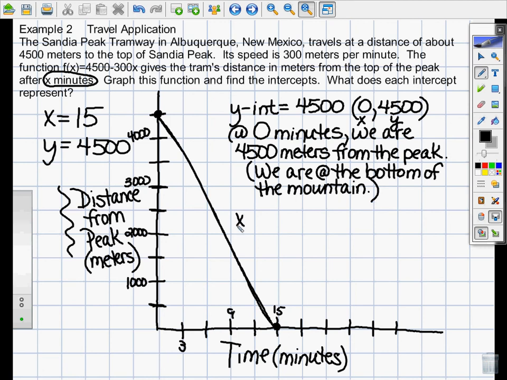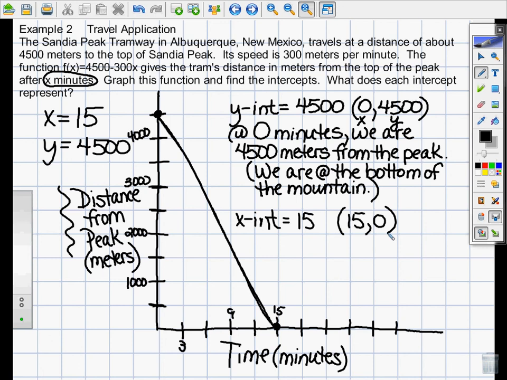Okay, let's go to our x-intercept. Now our x-intercept we said was 15. And of course the way that we write that point is (15, 0). All x-intercepts are some number for x, in this case 15, and y is always 0. Okay, both of those numbers have meaning.